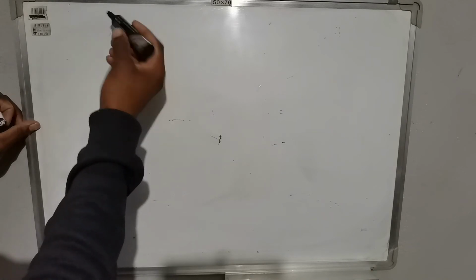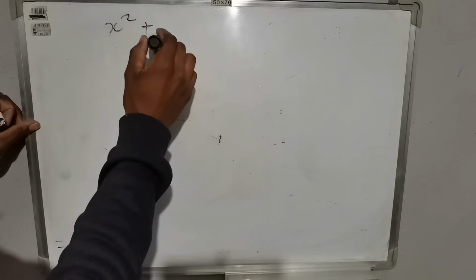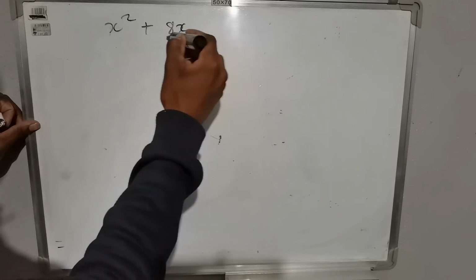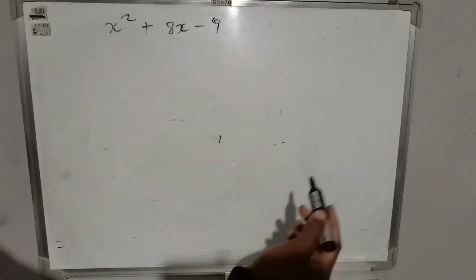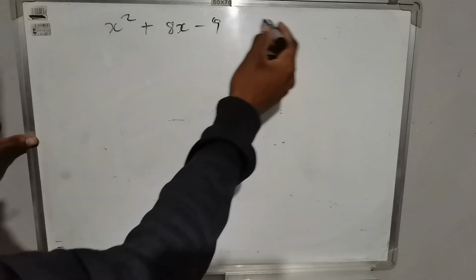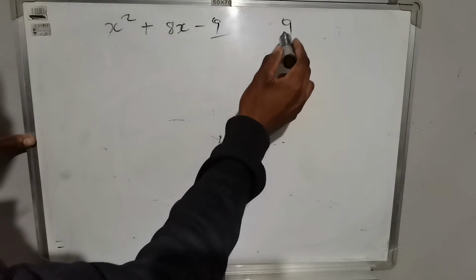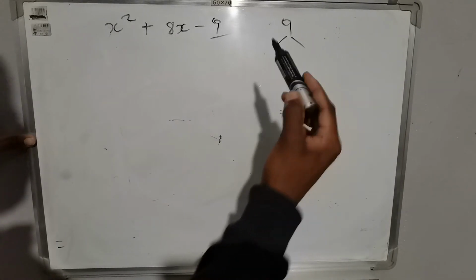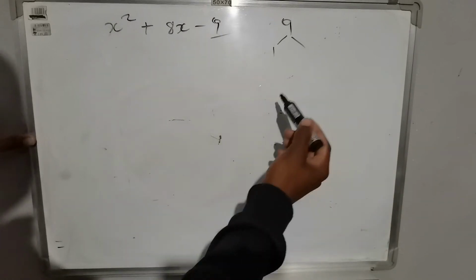So once we are given a trinomial, then that's another thing. Like a trinomial might be x squared plus 8x minus 9. So what you do to solve a trinomial, you take the last number, 9. We will look for two numbers which, when we multiply them, give us that number. The first numbers will always be 1 times that number.